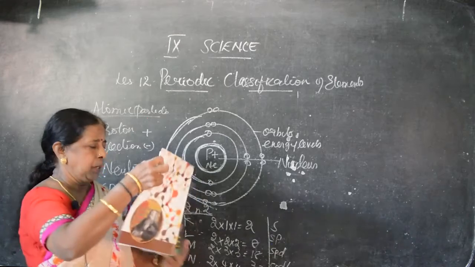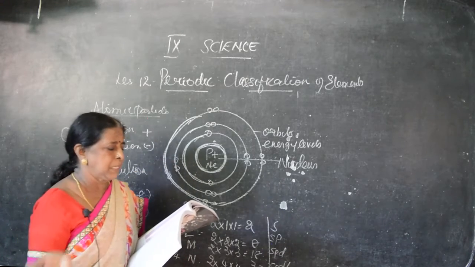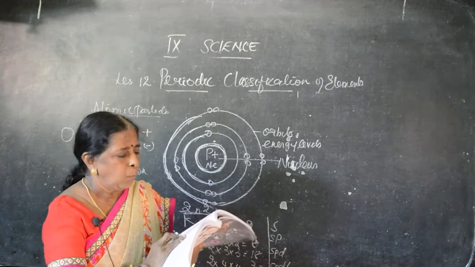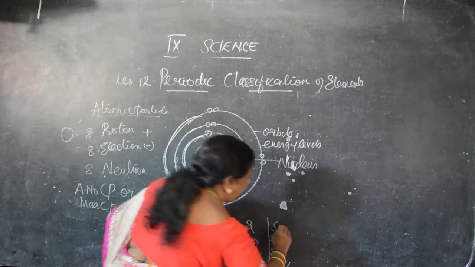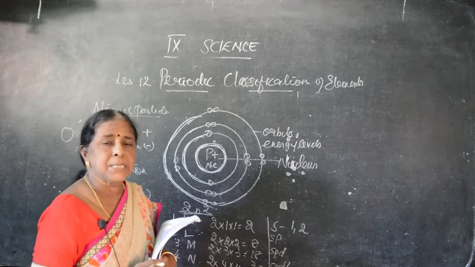Clear, children? Now we have to go for the modern periodic table. What is the subshell? S, P, D, F. S is the block element. Here we can see groups 1 and 2 elements are present in S.